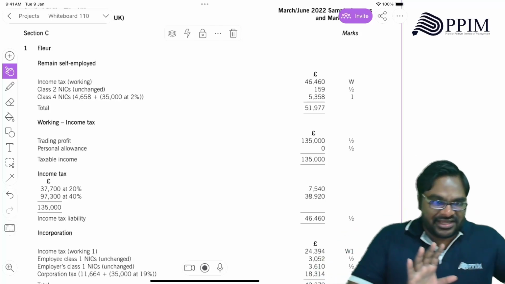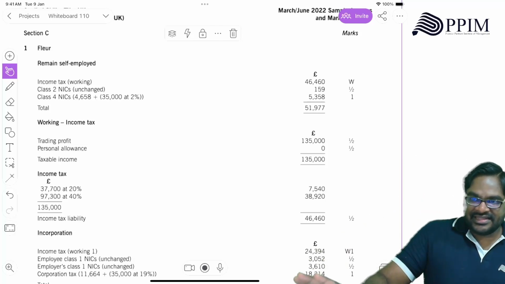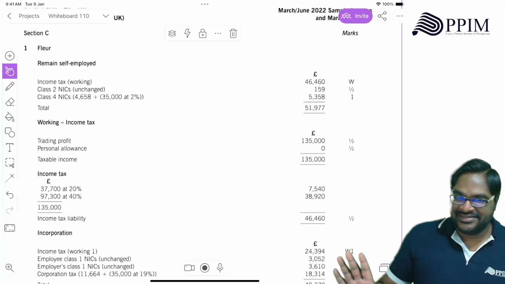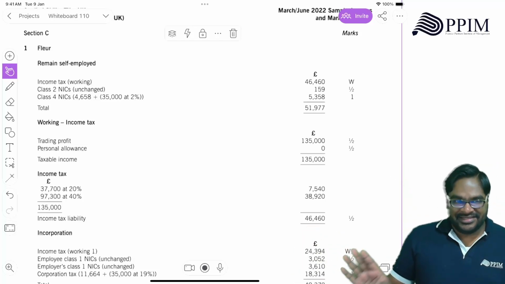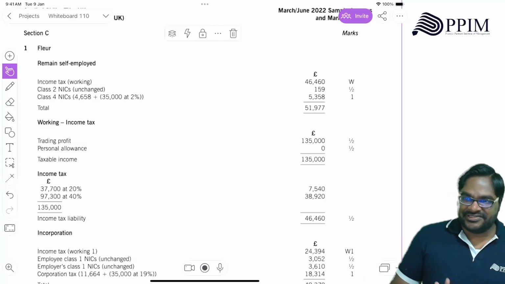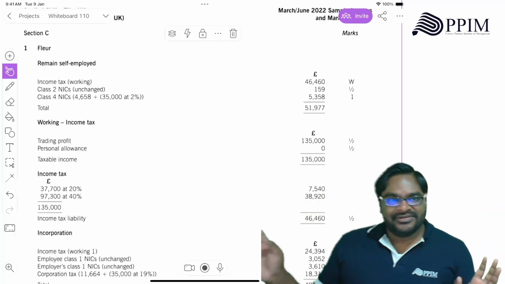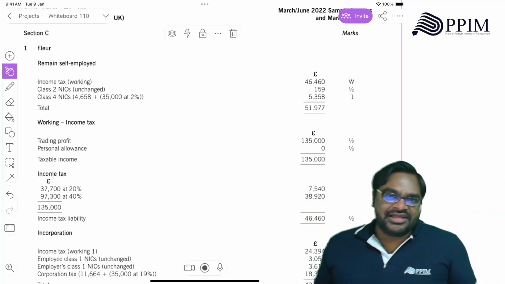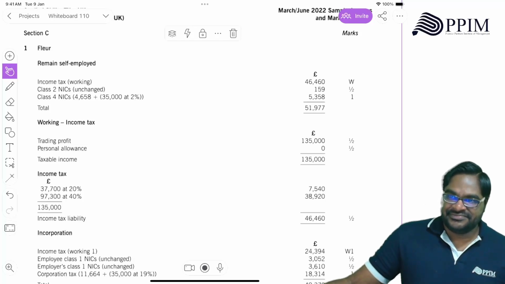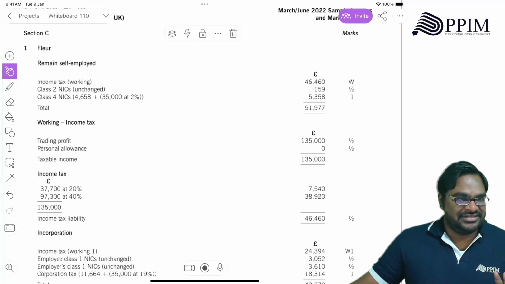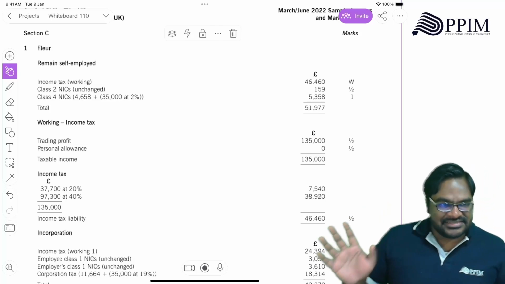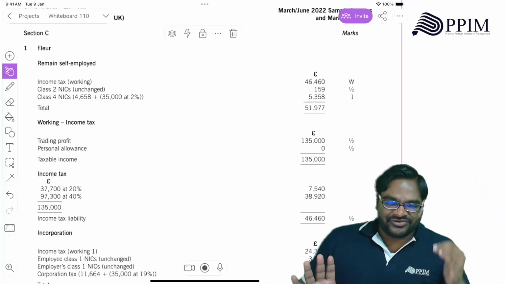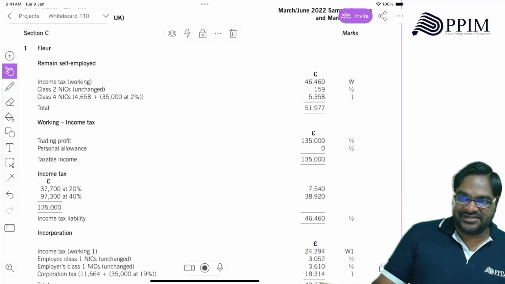We'll check, but this is a past paper, so don't rely on the answer. I'm talking about the presentation. Don't rely on the marking schemes for taxes; they can change because it's a past paper. At that time, the higher rate band was 150,000, not 125,000. So tax rates and calculations will change, but the concept is the same. I'm just trying to walk through the concept with you.